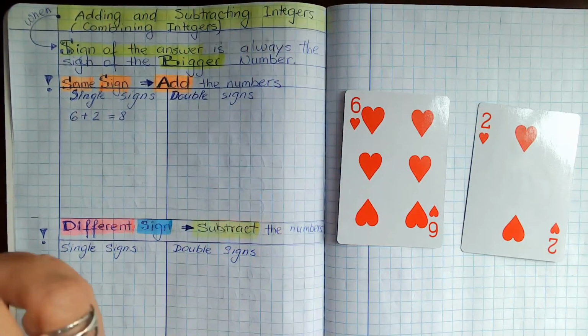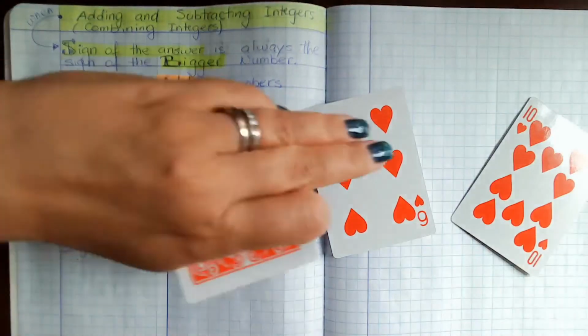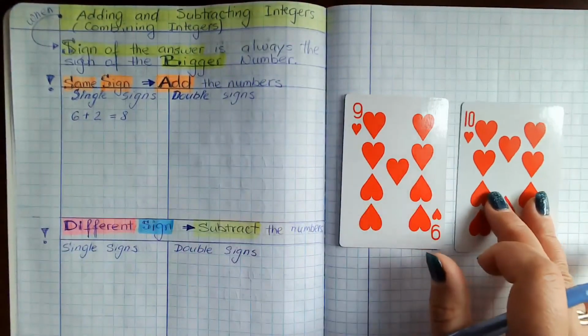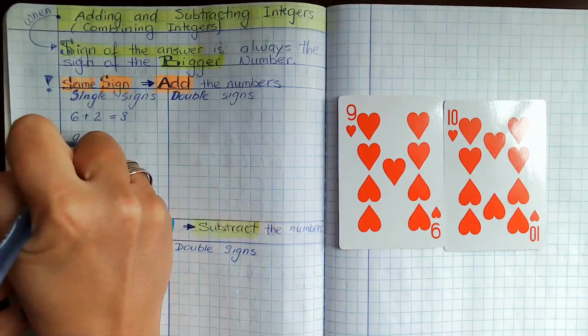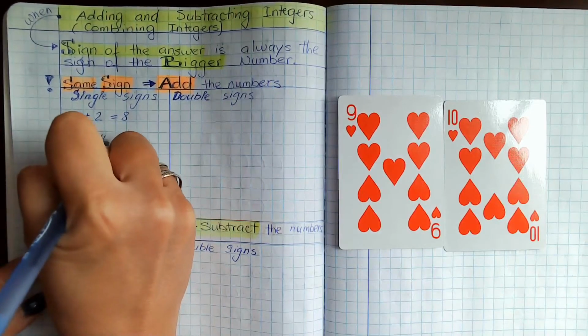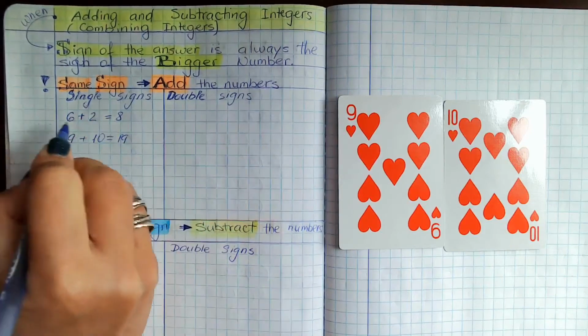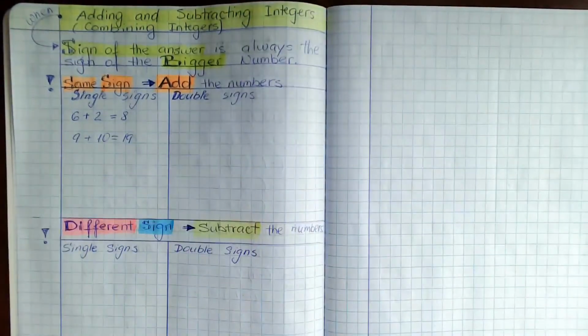Another example, let's say 10 plus 9, and that's hearts. So I'm going to say my hearts are positive. I'm going to write my example. 9 plus 10 equals 19. Same sign, we add. And we know this from elementary school, not a big deal.